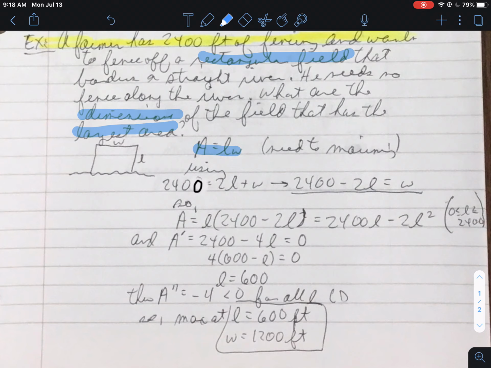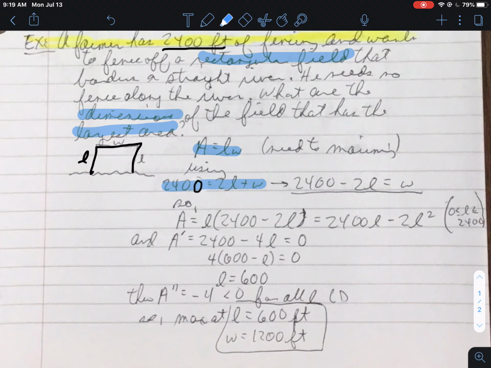We need this in terms of a single variable. So we look for another relationship between the 2 variables, L and W. In this case, I'm not going to call it perimeter because it's not exactly perimeter. It's only the 3 sides, all right? So if I add the length of those 3 sides, which would be 2L plus W, we know that the farmer has 2,400 feet of fencing, right? So the sum of those 3 sides would be 2,400. So there's our relationship between our 2 variables, in that 2L plus W equals 2,400.